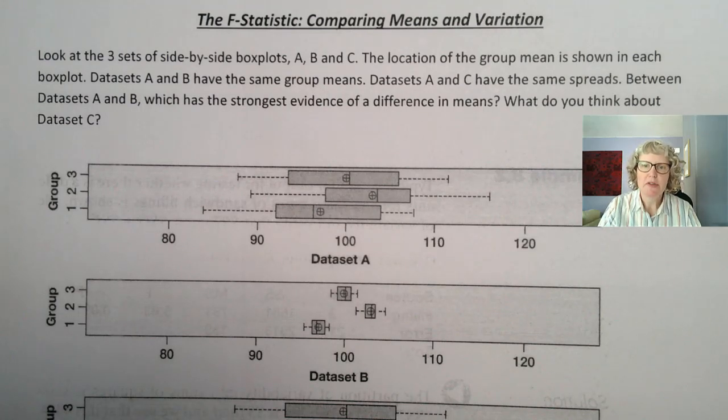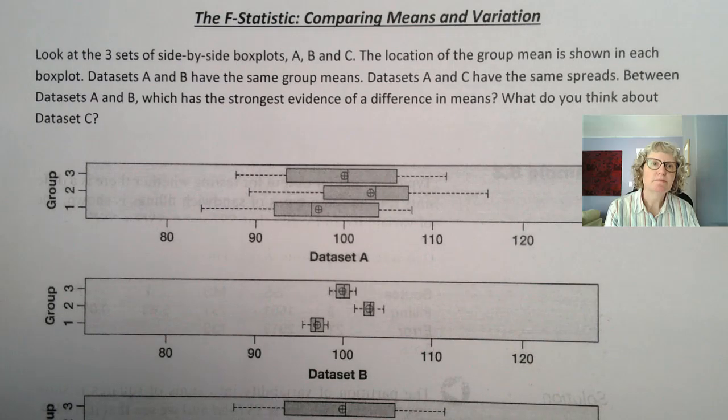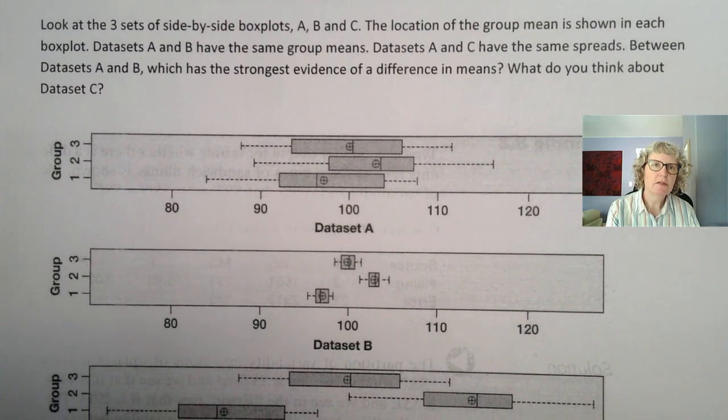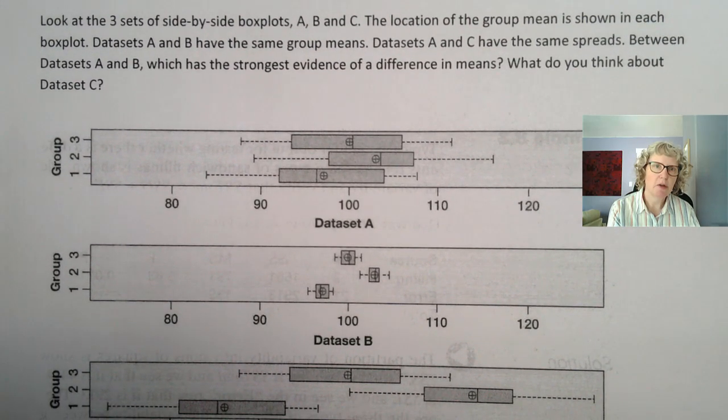This image is taken from a textbook. It's a Locke book, Unlocking the Power of Data, and they're the same folks who made StatKey. So really wonderful book. I need to add a citation for this in the notes. So I want to look at these 3 sets of side-by-side box plots.